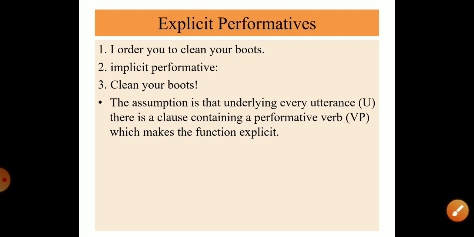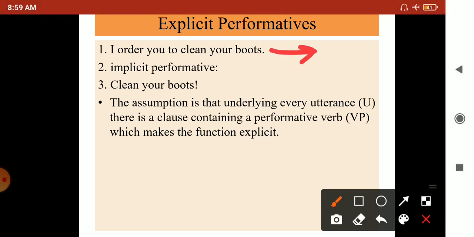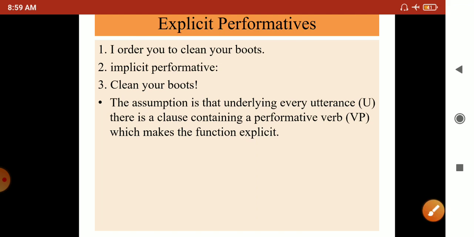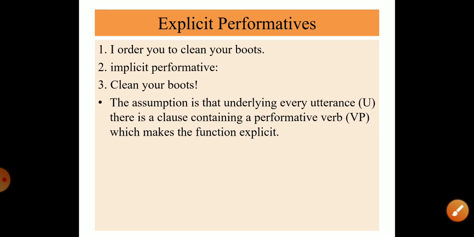Then, the assumption is that underlying every utterance there is a clause containing a performative verb, which makes the function explicit. So in this kind of sentence, where you have explicit performative with the help of a verb, you have an utterance where there is a clause containing a performative verb. So this is a performative verb. Order is a performative verb which makes the function explicit. That is, it tells the listener what he or she has to do.